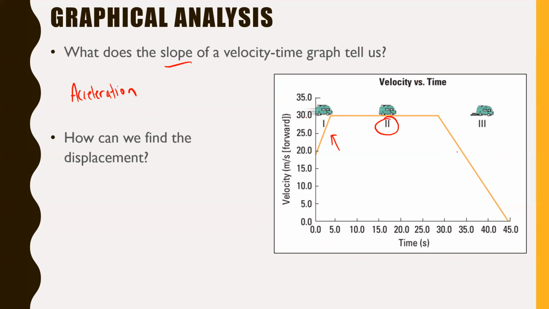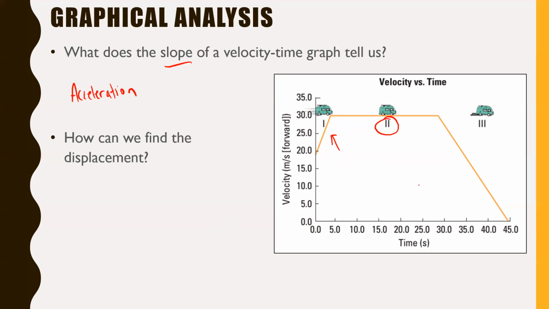In other words, it is losing its velocity, and that shouldn't be a surprise because we're going from 30 meters per second up here all the way down to 0 meters per second down here. Now, the last part of this slide says, how can we find the displacement? In other words, how can we use this velocity time graph to figure out how far this vehicle traveled?